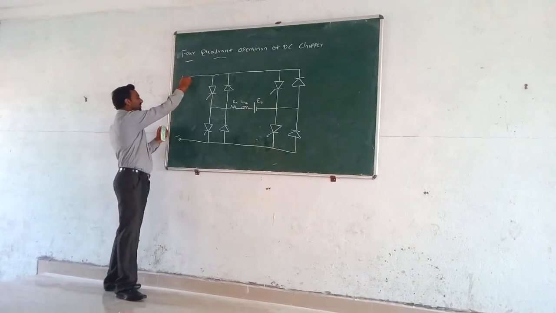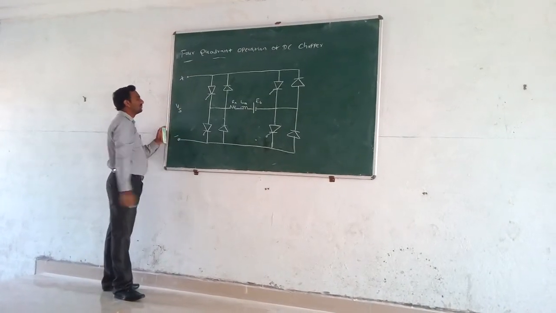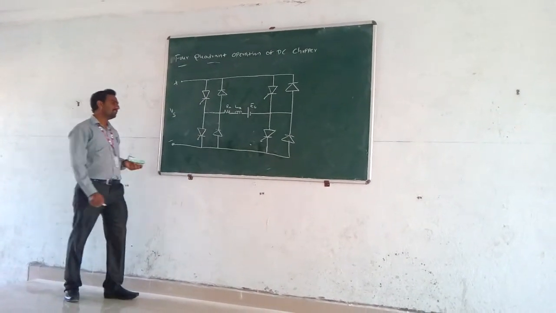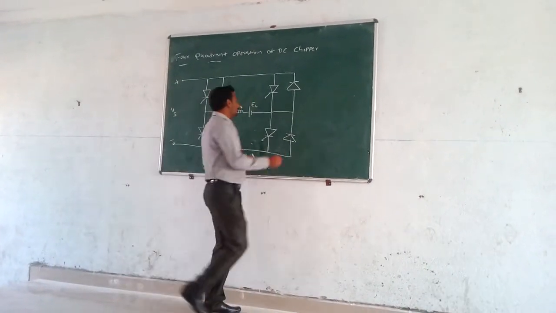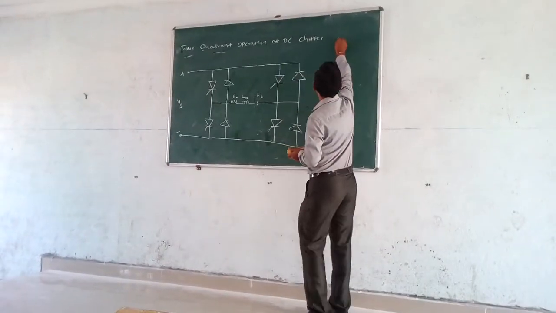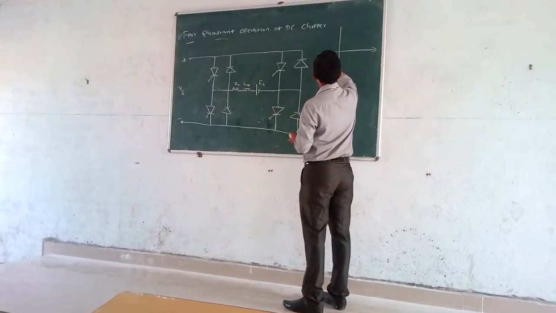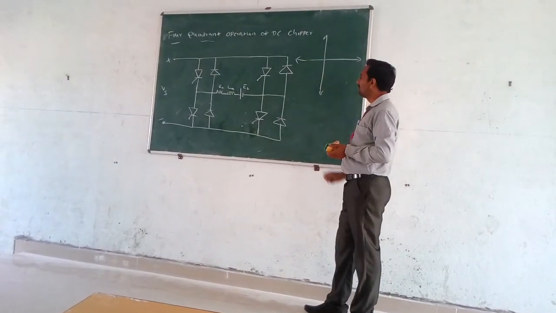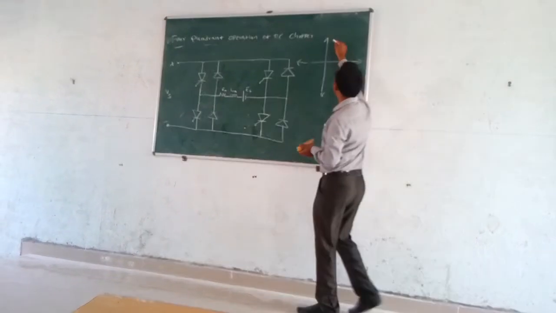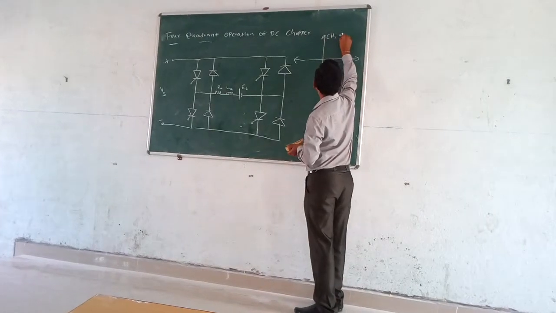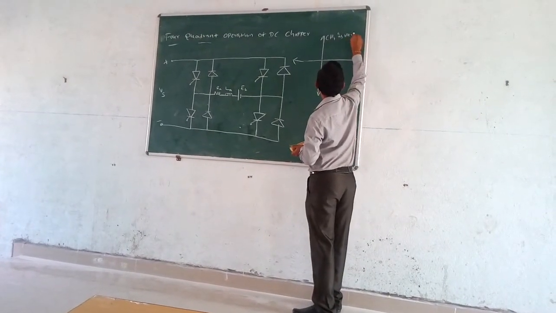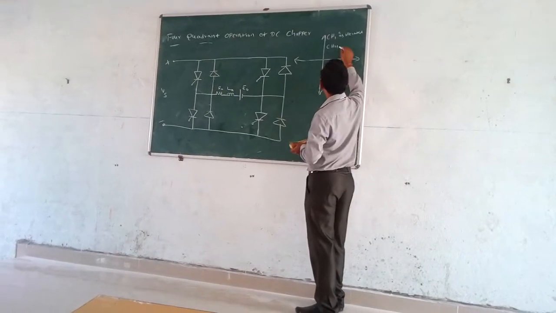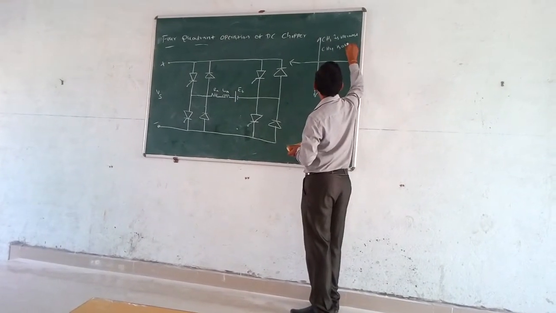Supply is given at the input terminals, that is Vs, a fixed DC supply. First, the four quadrants. For getting the first quadrant operation, CH1 is operated and CH4 is always on.